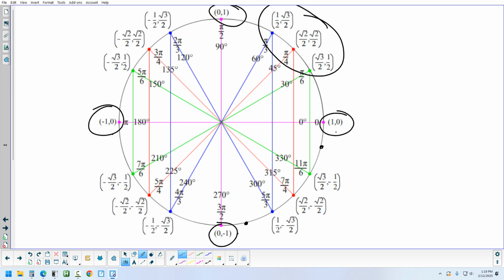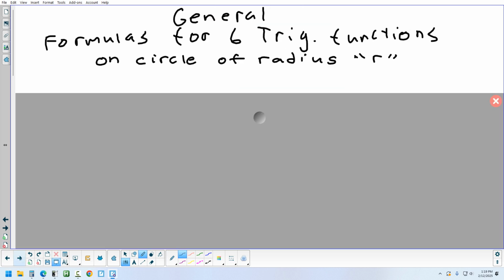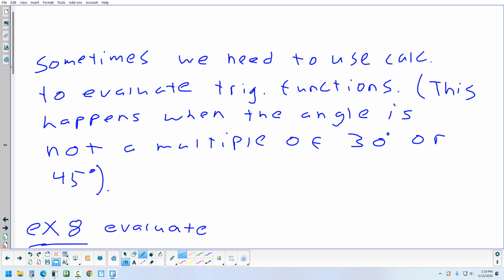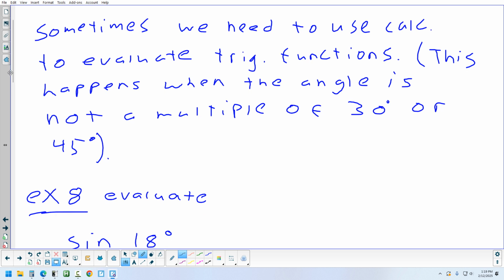All right, so that diagram is great as long as you have an angle that's a multiple of 30 or 45. But what if we don't have an angle that's a multiple of 30 or 45? Okay, so for that, we need to use the calculator. It's pretty straightforward, but you do have to know how to change something on the calculator when you type it in.